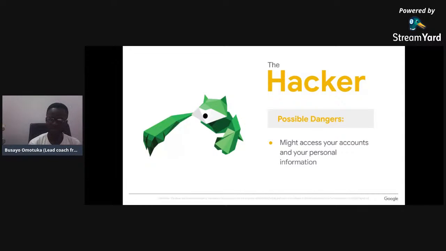They might access your account and your personal information. They can post a lot of dangers. They can go into your private information and all that.